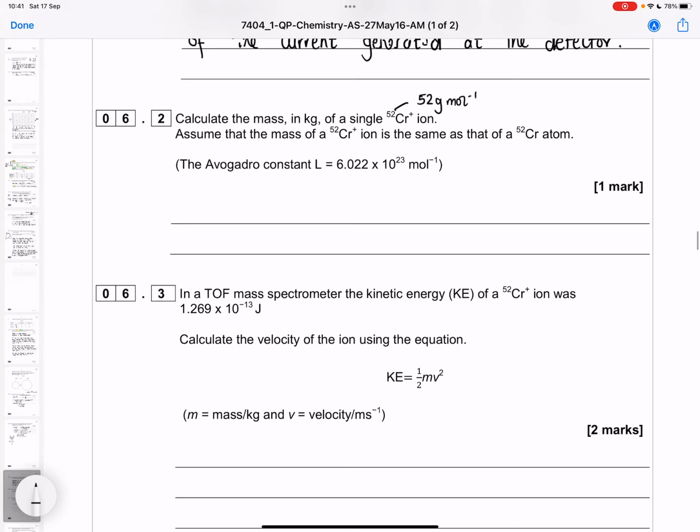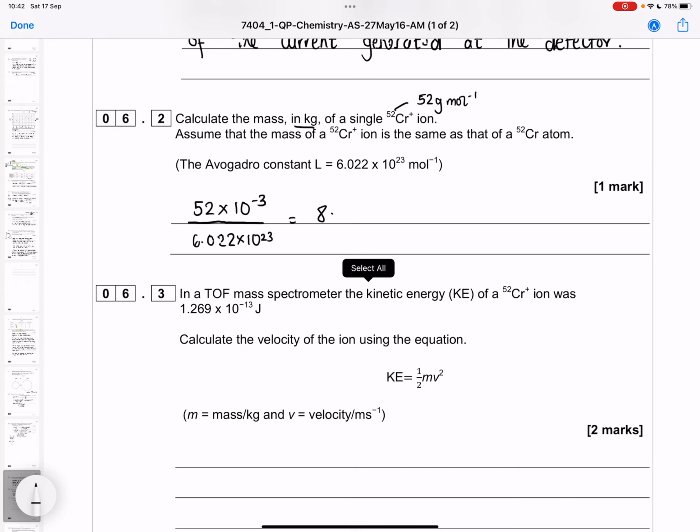Now we want this mass in kilograms. So the first thing that we're going to do is do 52 times 10 to the minus 3 to make that be in kilograms. And then we're going to divide by how many are in 1 mole to find out the mass of each one. Now remember that ions are very, very small, so we should be looking for a very, very small number. And if you're getting a big number, you've done something wrong with Avogadro's number.